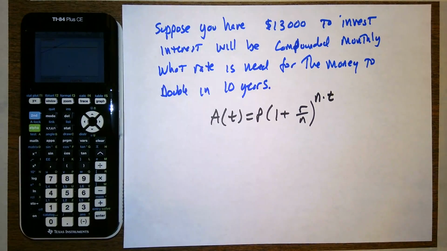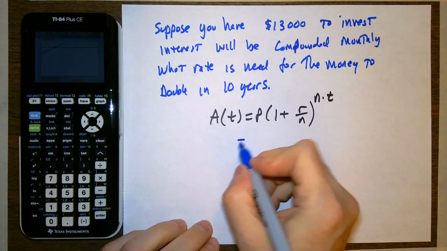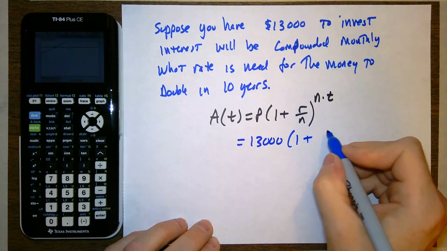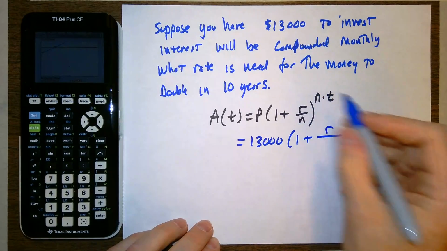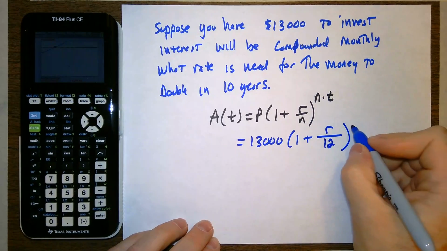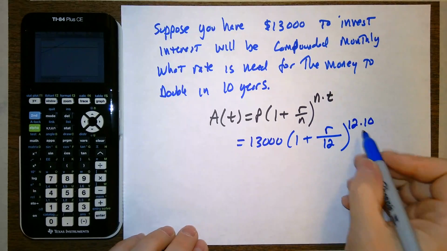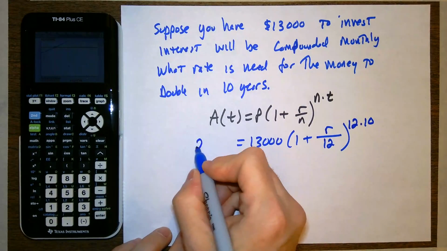Substitute in all the things that we know. We know the initial investment is $13,000. 1 plus, we don't know the rate. I'm going to leave an R in there for rate. Compounding monthly means that's a 12. 12 times the number of years. I want it to double in 10 years. So in 10 years, it's going to be worth $26,000.